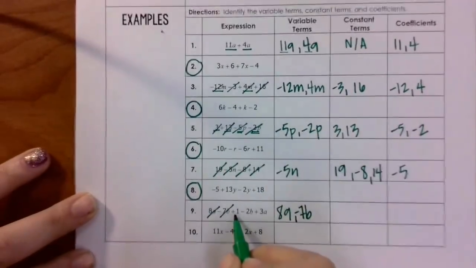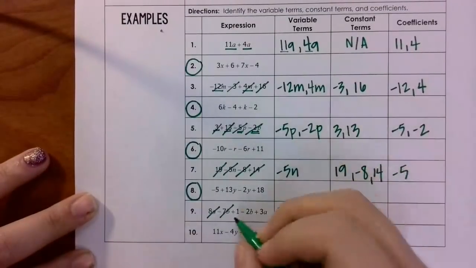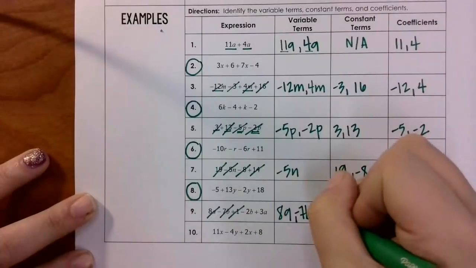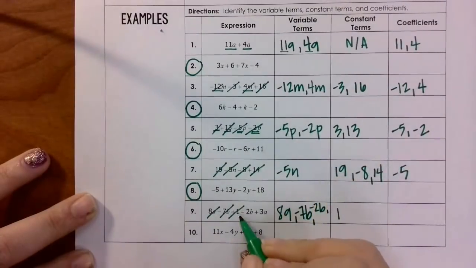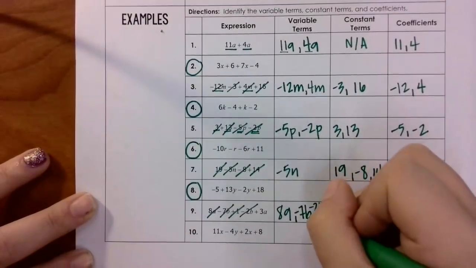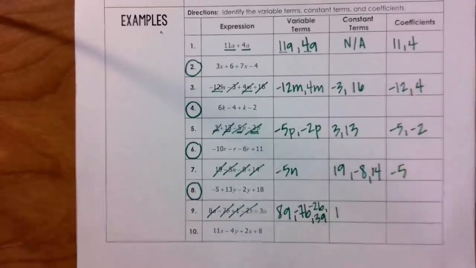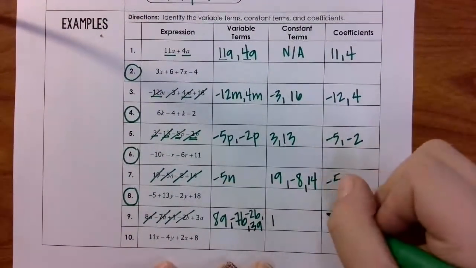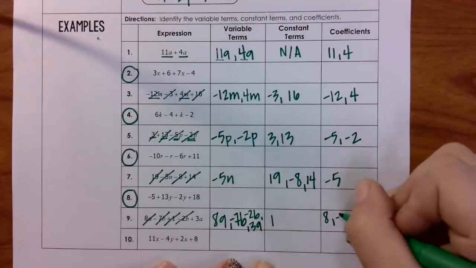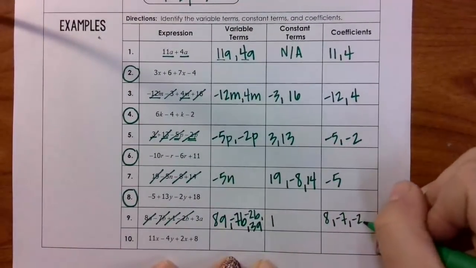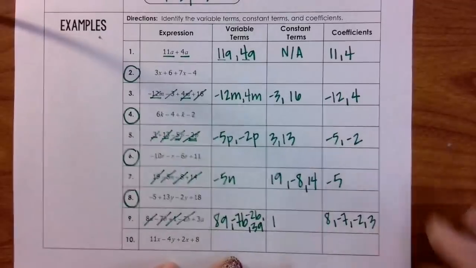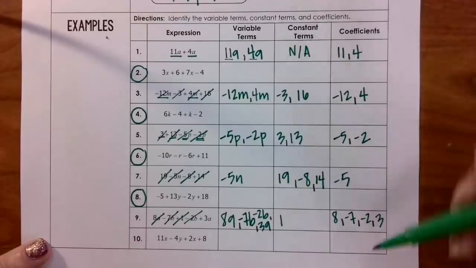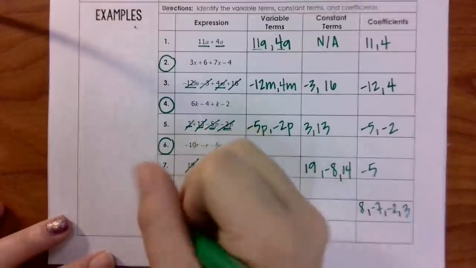1, no variable, that's a constant. Minus 2b, that's a variable term, so minus 2b. And then 3a is also a variable term. So I've got 4 variable terms, so that means I'm going to need 4 coefficients. 8, remember negative 7, negative 2, and 3. Those negatives matter. The coefficients don't include the variables. Please notice that. Do not put variables in this box. Go ahead and circle number 10.